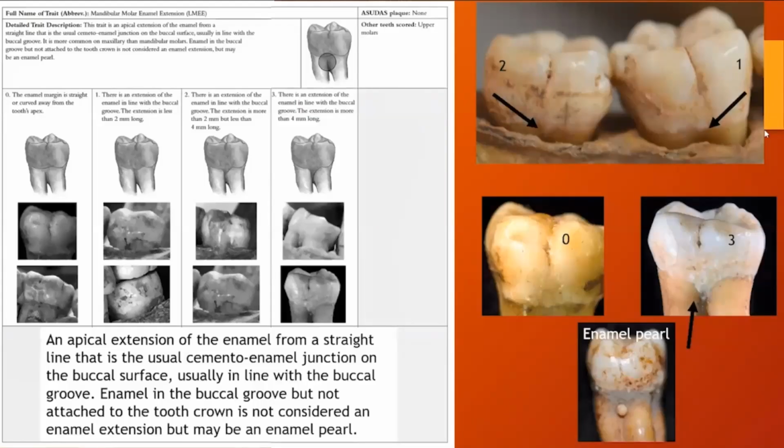I'll just say what I always say about enamel extensions: in a lot of expression, especially in the mandible, it looks like the tooth is wearing tighty whities.